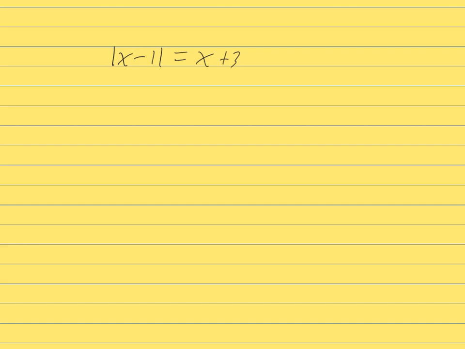So just keeping in mind that absolute value means distance from zero. Even though it looks a little wonky here because we're dealing with a couple of variable expressions, the concept is the same. The only way that this equation can be true is either if x minus 1 is equal to x plus 3, or if x minus 1 is equal to the opposite of x plus 3.